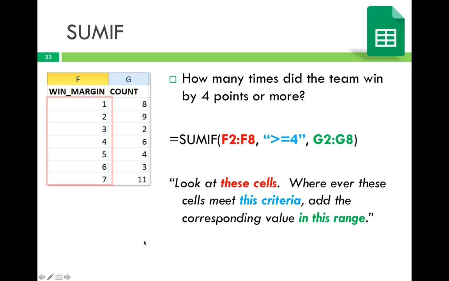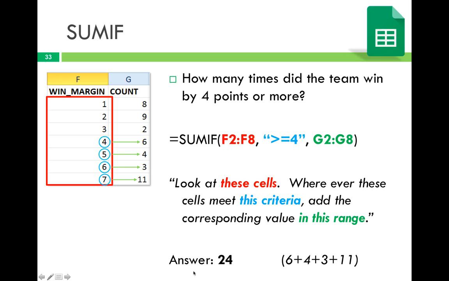So this is kind of what I mean. Here's F2 to F8. I want you to look in this range of cells. And when you find a value that is greater than or equal to 4, there it is, I want you to jump to the second range, jump over here, and add this value instead. When you find another value here, jump over here and add it. Keep looking, find another value that's greater than or equal to 4, and then jump to the second range and add these numbers. So really what it would do is add 6 plus 4 plus 3 plus 11 to get you an answer of 24.